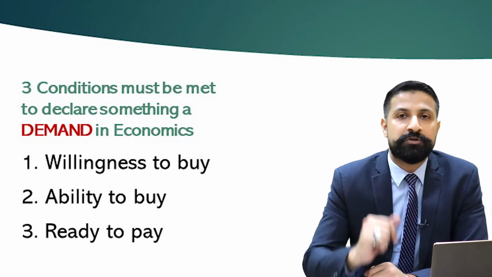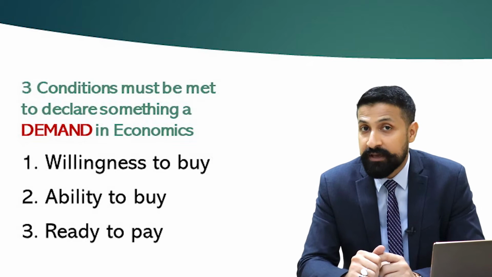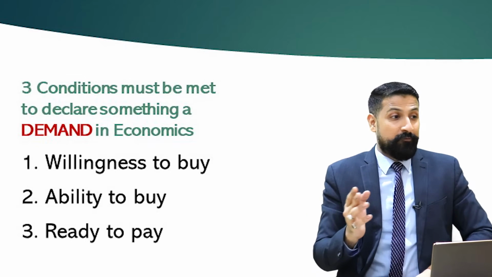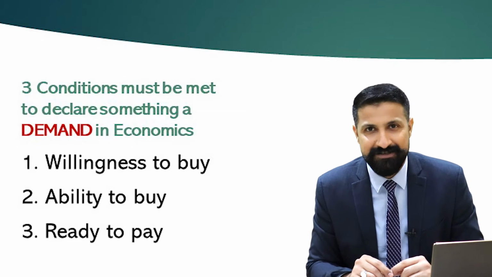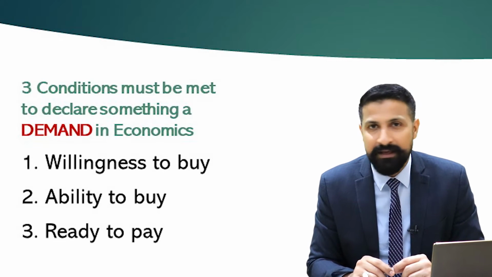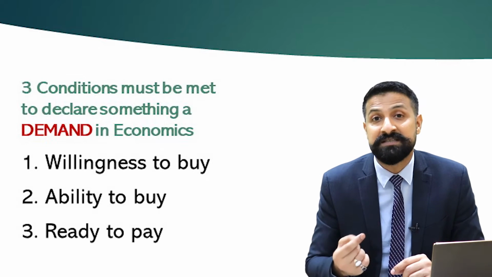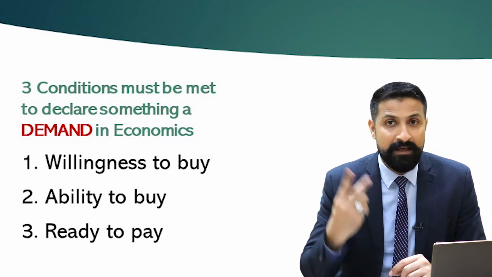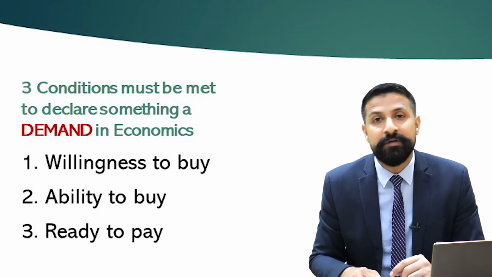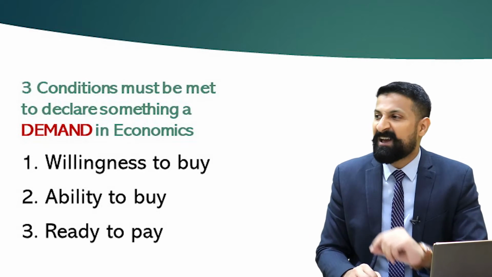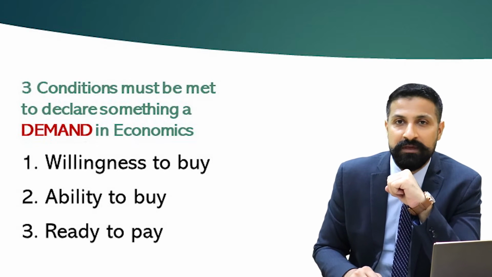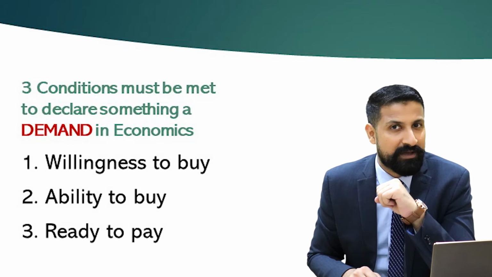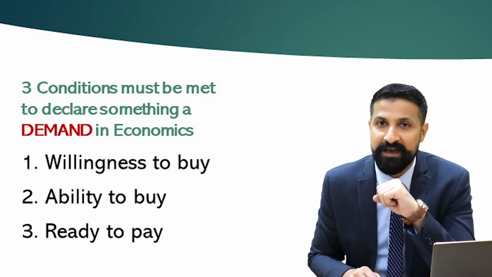Okay. Number two, ability to pay. Okay, fine. I have willingness to buy an airplane, but I don't have ability to pay for an airplane. Then airplane will not be considered as my demand. Number three, ready to pay. Okay, I have willingness to buy something, I have ability to buy something, but I am not ready to pay for that. This will not be considered as my demand.